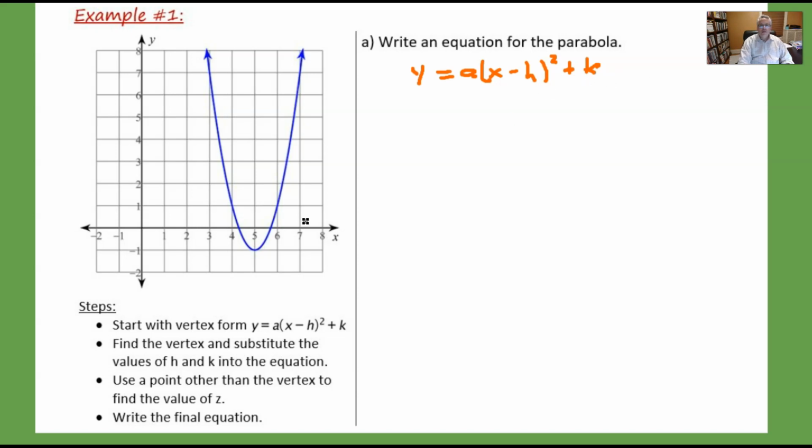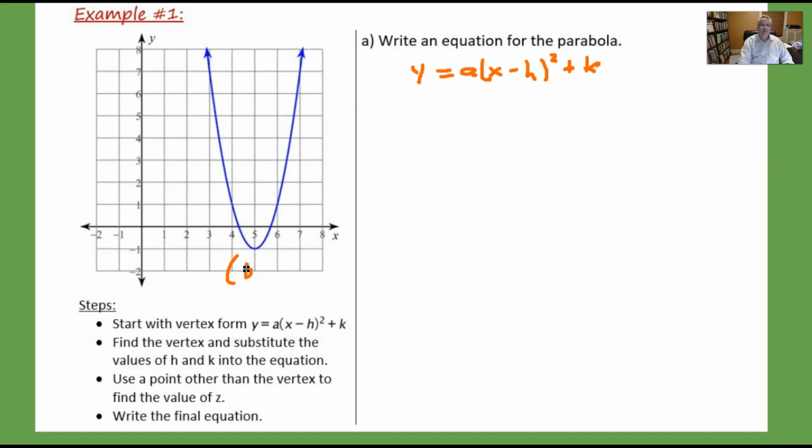Well, h and k are the easiest part. They're just the x and y coordinates of the vertex. So our vertex here is at 5, -1. That means h is 5 and k is -1. We have two of the three things we need already. So we're going to put those into the formula and write what we have so far. We don't know a, so I'm going to leave that, and it'll be times x minus 5 squared plus k. That'd be plus a -1, which is the same as minus 1.